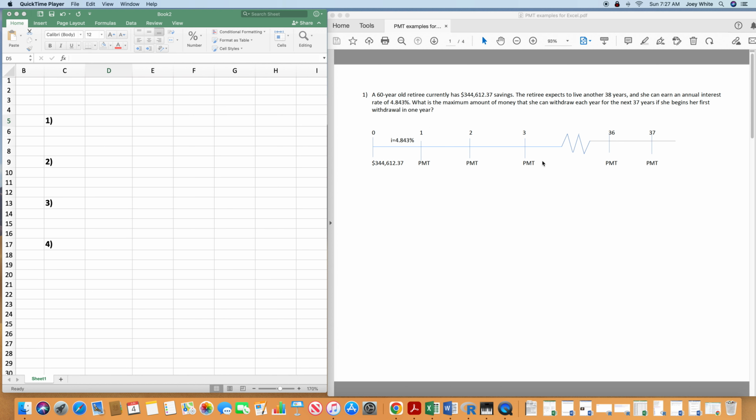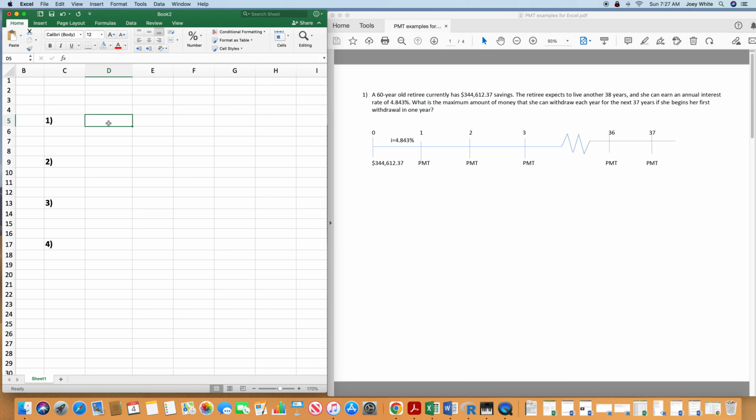So we can see that this is basically an ordinary annuity, okay? And we need to see how much she can withdraw each year, right? And basically in this last year, that's going to be her last. She's not going to have any more money after that.